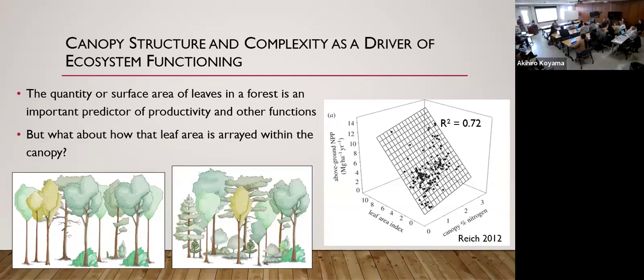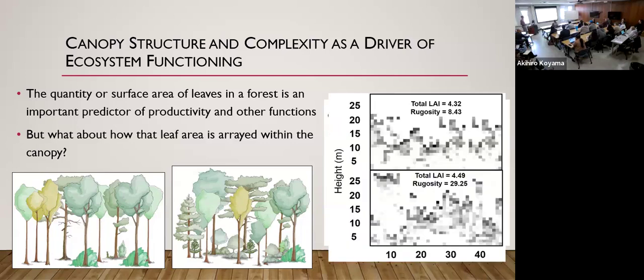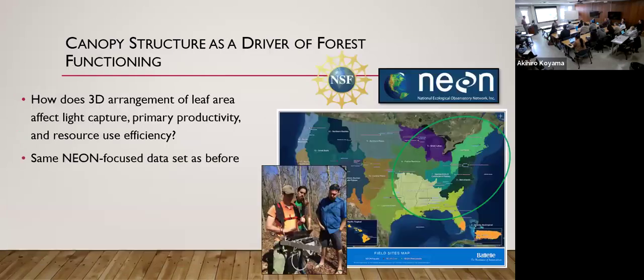And there's lots of things that it could be, but we were interested in knowing, well, is some of that variation related to how that leaf area is arrayed within the forest canopy? Can we figure out whether, with a similar leaf area index, you have much higher complexity in this kind of forest than in this kind of forest? Does that complexity at the same level of leaf area matter in how productive a forest is?